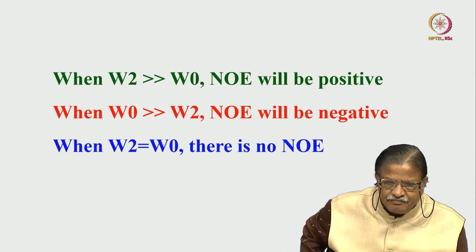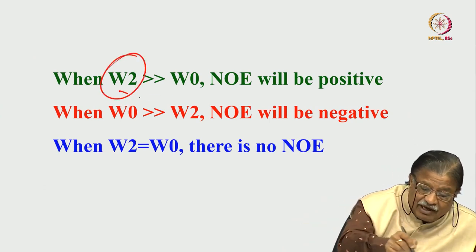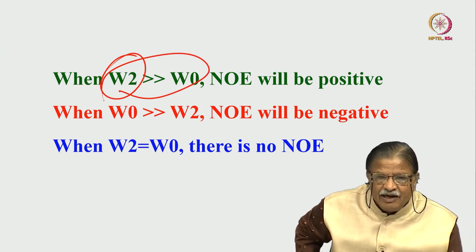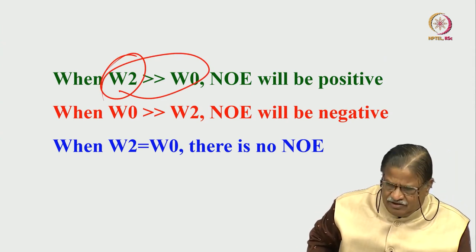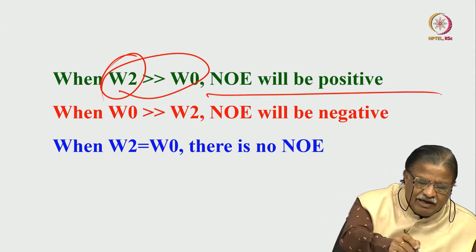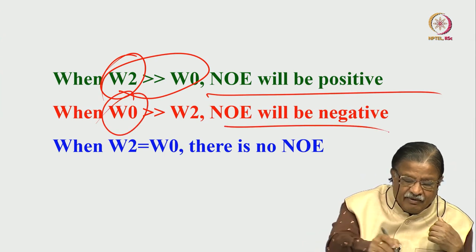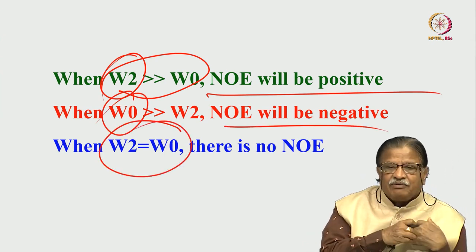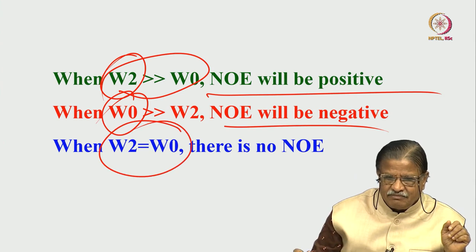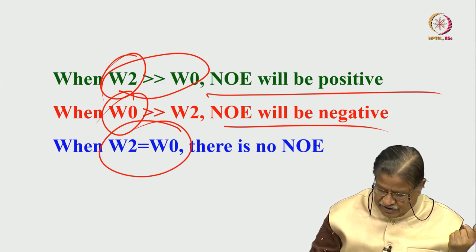All right. In summary, please remember, when we are comparing only W2 and W0: when W2 is very dominant, large compared to W0, NOE is positive. When W0 is large, that is dominant, NOE is negative. When W2 equals W0, there is no NOE. You will not get NOE at all. The dominant one is W1, okay?